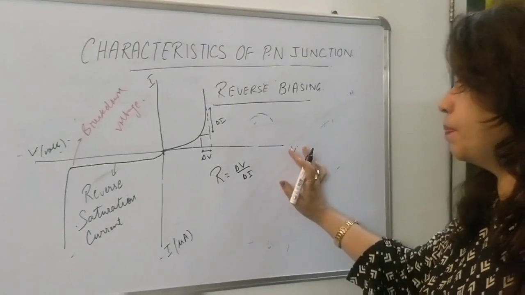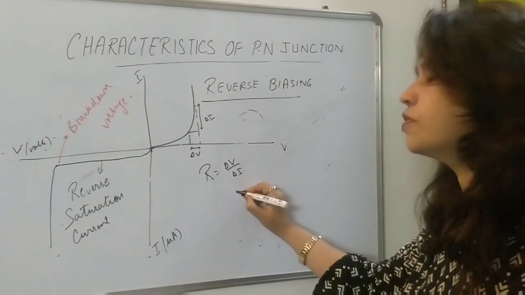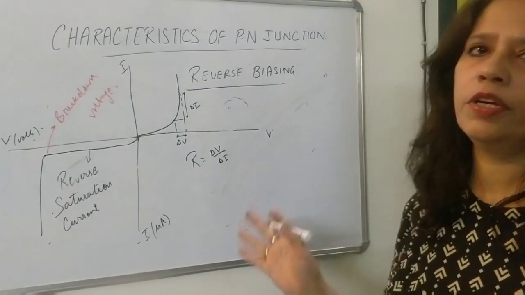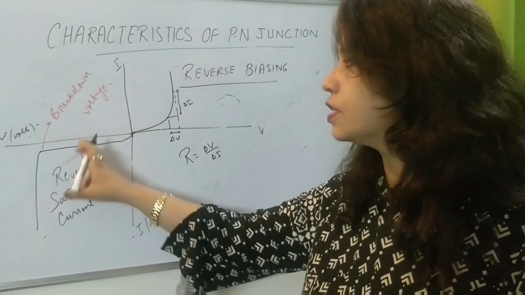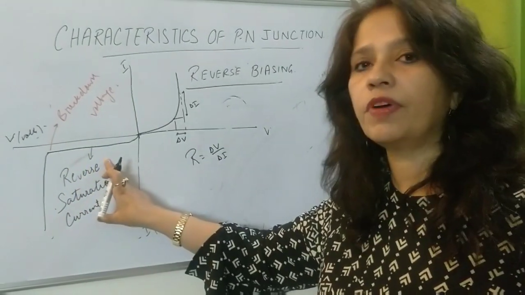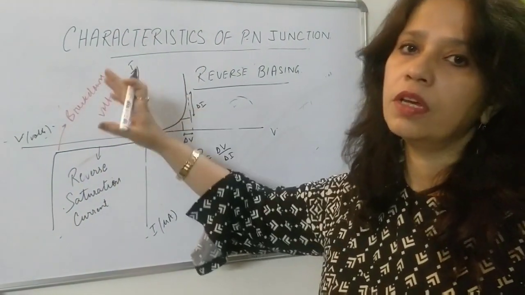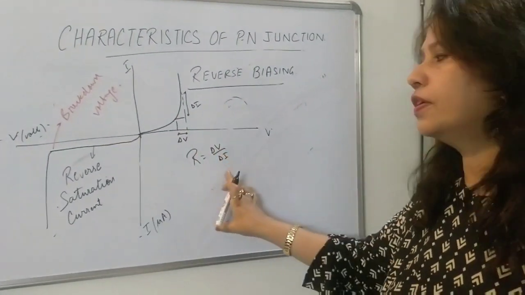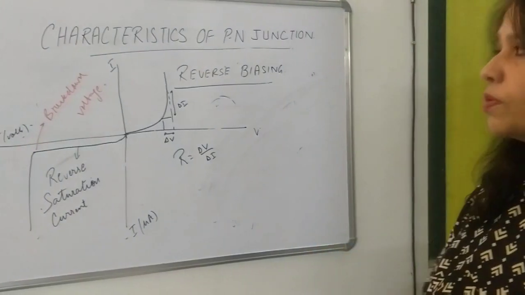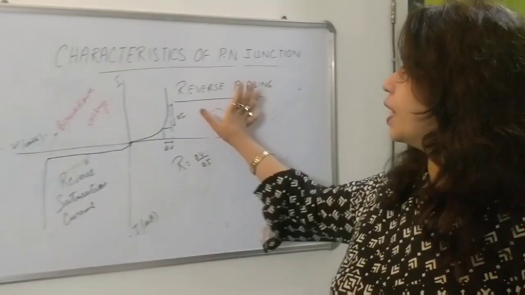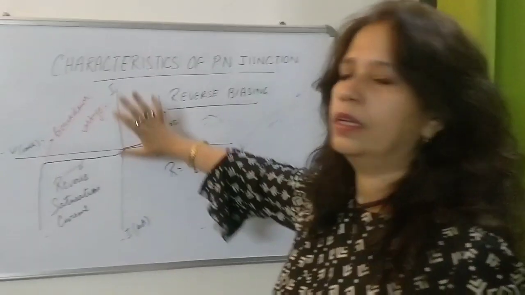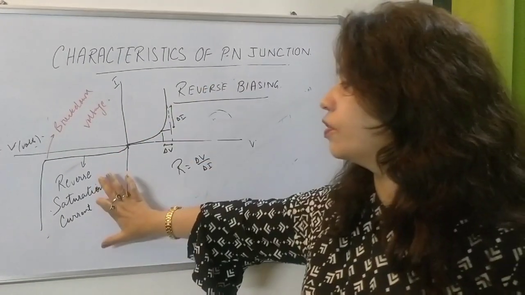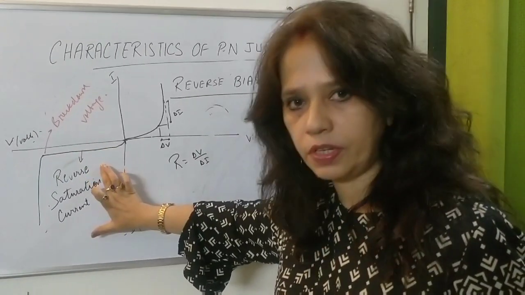In the forward biasing, this resistance varies from a few ohms to 100 kilo ohms, and in reverse biasing, the resistance varies from 1000 to 2000 kilo ohms. Here resistance is very high, here resistance is very less. So to conclude, we can see here that in forward biasing, the current is due to majority carriers, and here in reverse biasing current is due to minority carriers.